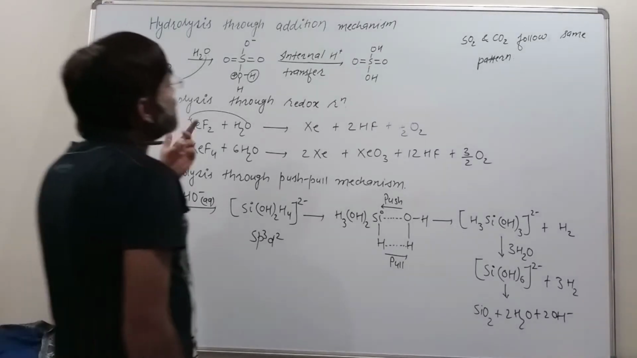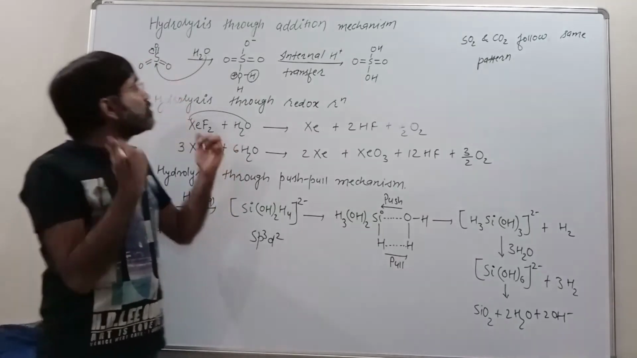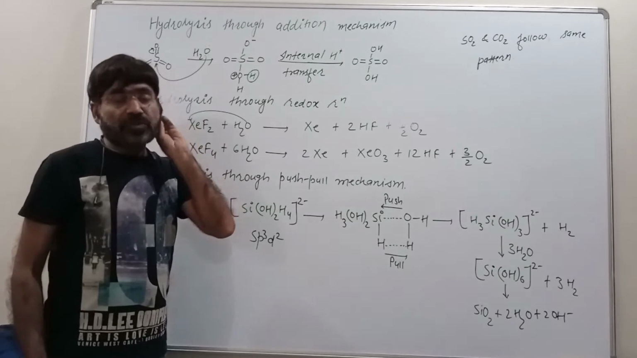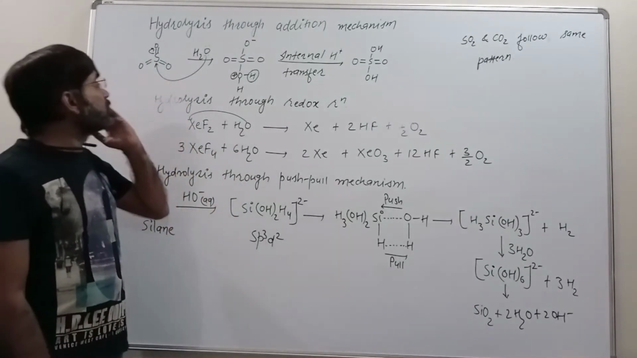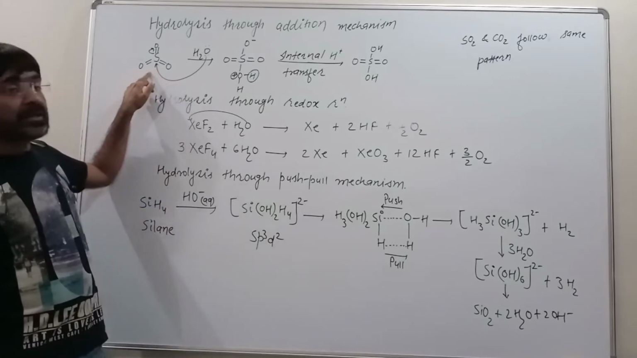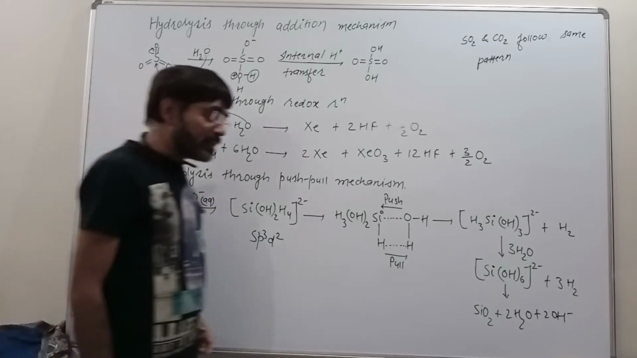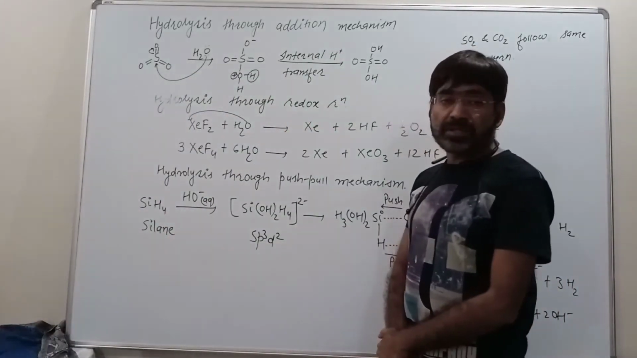Now after the addition-elimination mechanism for hydrolysis, the next type of mechanism is the addition mechanism. This is the next class of mechanism of hydrolysis. In this hydrolysis, we are considering the example of SO3 hydrolysis. The structure of SO3 contains three double-bonded oxygens over the sulfur atom.